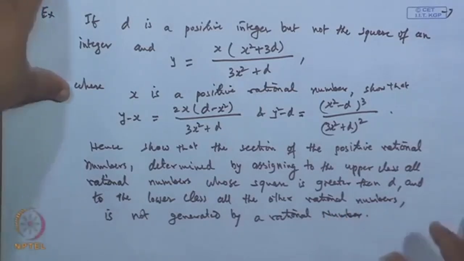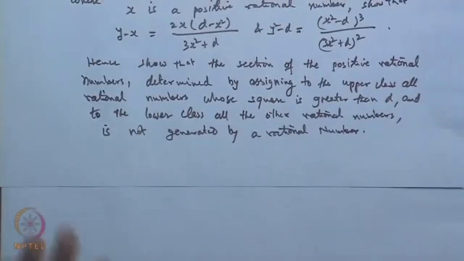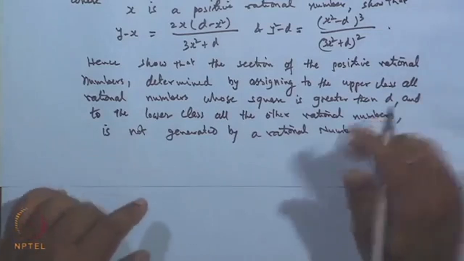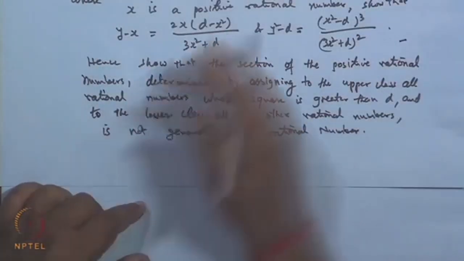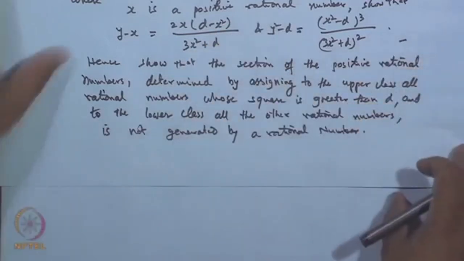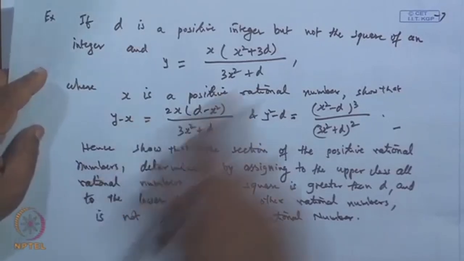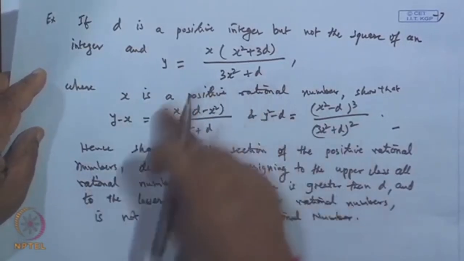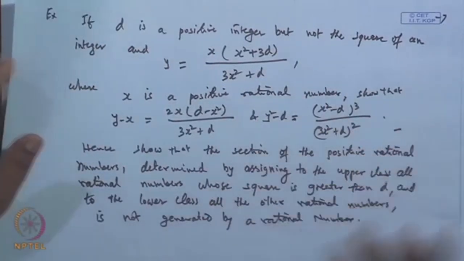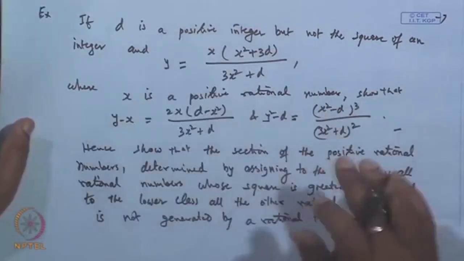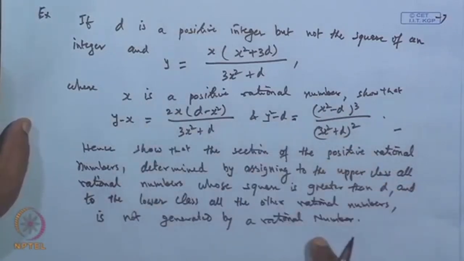Okay. Let us see the first part of this. I am not interested in this because this is a routine thing. You have the value y given, x is already given. So, you find the expression y minus x, and y square minus d. Just simple calculation. We are not interested in solving this, but this is required while showing that this section is not a rational number.